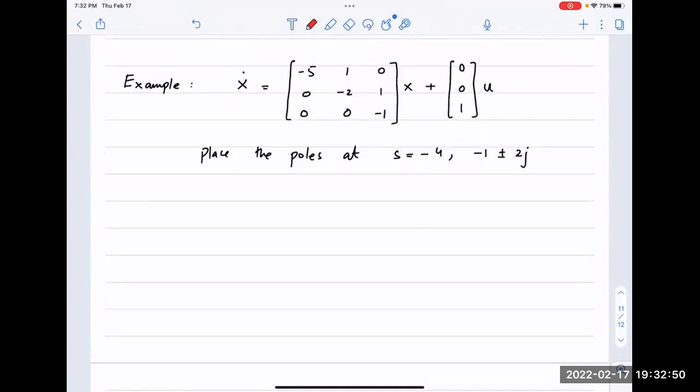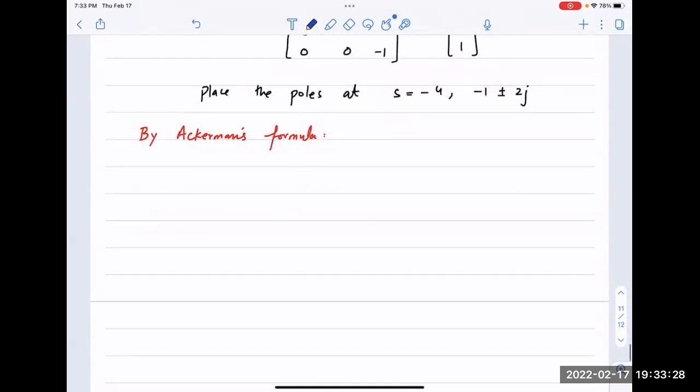Okay, so again, I'm going to do it using two methods. The first one is the Ackermann's formula. You will have some exercises in your homework 3 that is going to be uploaded tonight. So hopefully that gives you more practice, and then you're more comfortable doing pole placement via state feedback controllers.